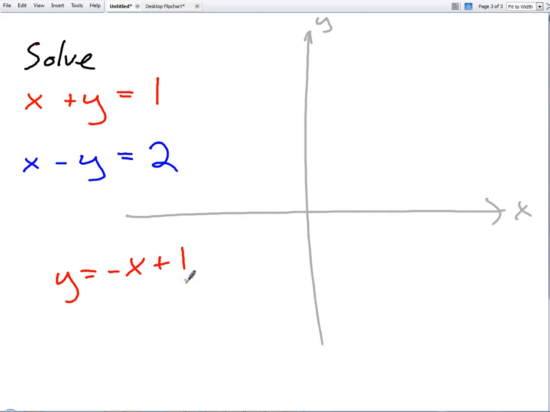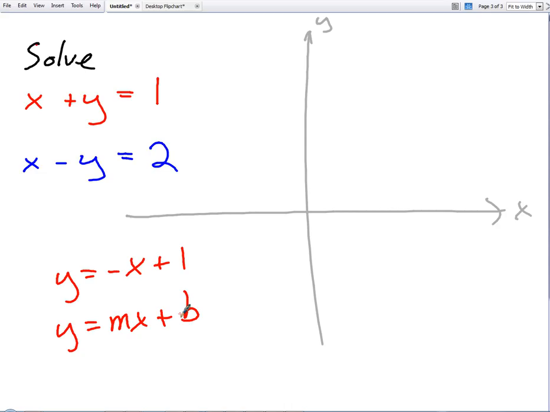And that's in slope-intercept form. So what's the slope? Now the slope is the number in front of x, right? That's in the form y equals mx plus b, right? Okay, so what's the m? Negative 1. If I see a negative sign in front of a variable, that implies a coefficient of negative 1. Okay? So m is negative 1.